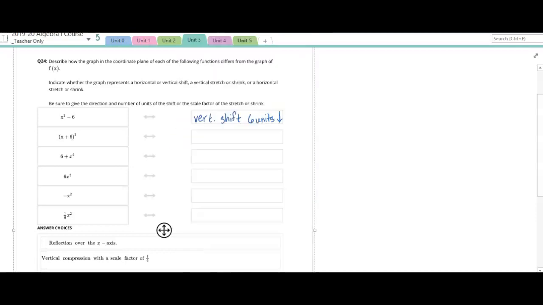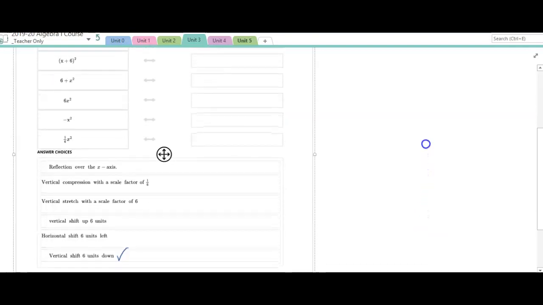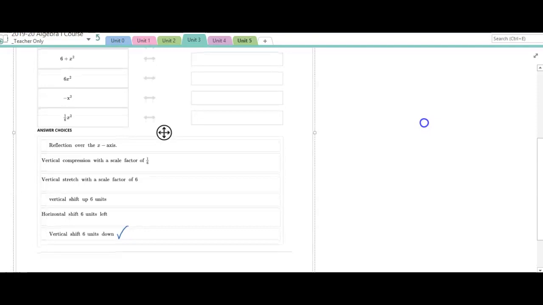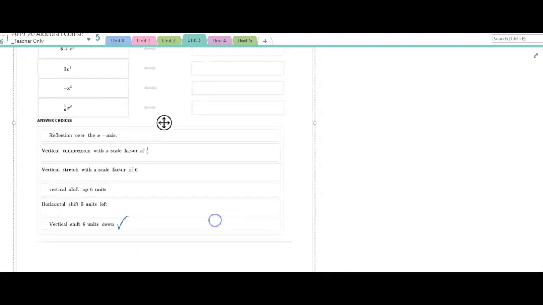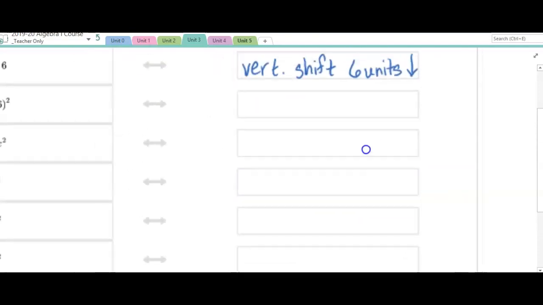When we add or subtract inside the parentheses before squaring it, that's when it's going to move left or right, and it's going to move the opposite of what you'd think. Since it's plus 6, we're looking for a horizontal shift left 6. Here it is. Horizontal shift 6 units left.